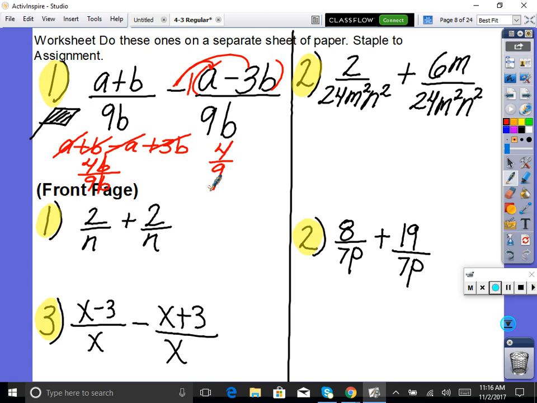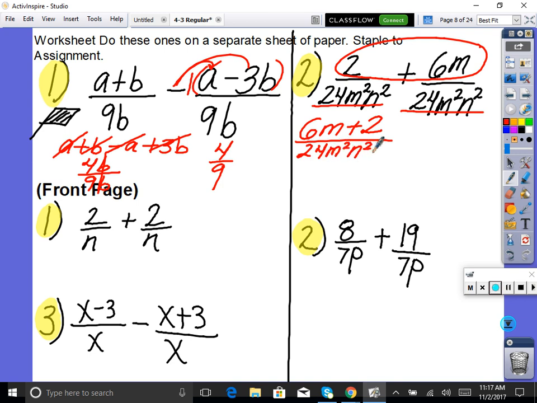Okay, so let's do number 2. Once again, we have a common denominator, correct? So now we can just combine our numerator. So on top we're going to have, and isn't it kind of a good idea to write it in standard form? We can't factor things unless they're in standard form. So we have 6m plus 2 on top. And on bottom we have 24m squared n squared. You'd say, that's my answer. True, that is. But now you've got to simplify.